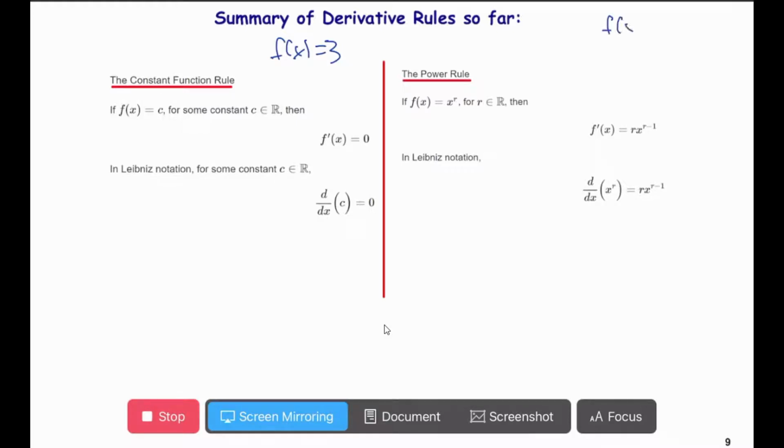We've also taken a look at our power rule, and we might apply this to a specific example like f of x equals x to the power of 8. So if f of x equals x to the power of r, where r is some real number, then f prime of x equals r times x to the power of r minus 1. So my derivative in my specific example here is going to be bring down that number 8, x, and subtract 1 from the exponent. Looks pretty good. And in our Leibniz notation, d dx of x to the power of r equals r times x to the power of r minus 1.